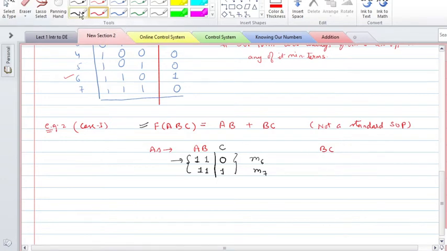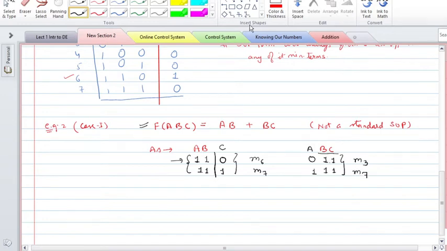Okay, and for BC the values must be 1, for the function f of ABC should be 1. So for the missing variable A, this can either be 0 or can be 1. So there are two terms here. Again, this is your min term M3 for decimal value 3, and this is your min term for M7.